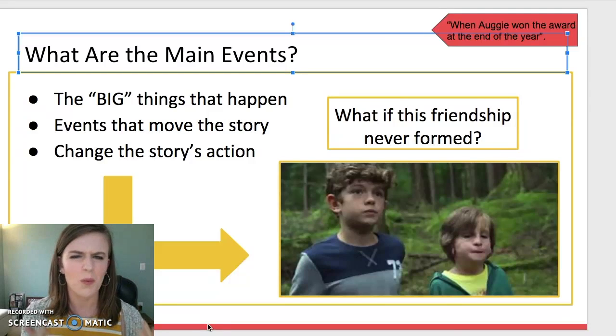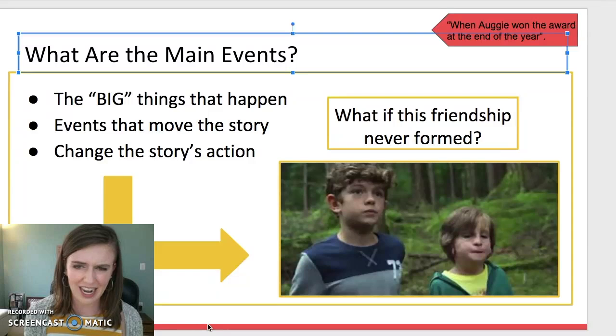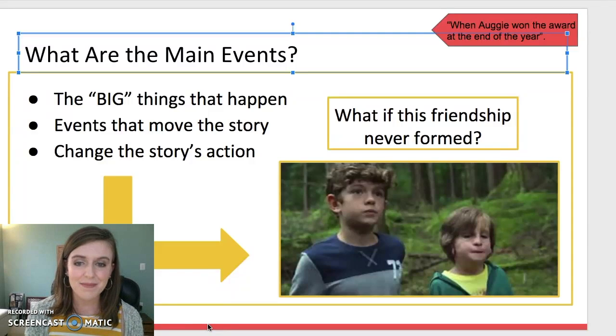So the first thing is, what are main events? The main events are the big things that happen in a story. These are going to be the events that move the story along and change the story's action. Because imagine a story where nothing happens. No new characters, no action. You know, that can be pretty boring. I don't know if that's a story I would really want to read. But main events are what kind of add that richness to a story and create adventure.